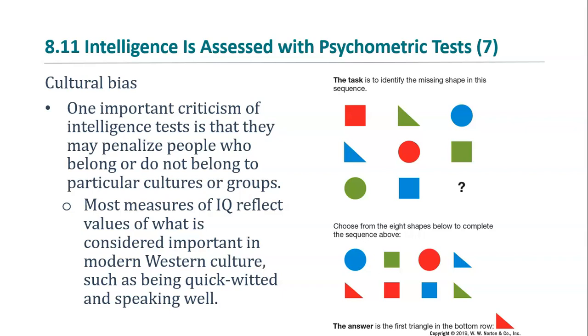would be things like the items we see on the right here, where you have to figure out what's the missing shape in the sequence. And you can see that there are 3 of each color, and the one red one that's missing is the red triangle.